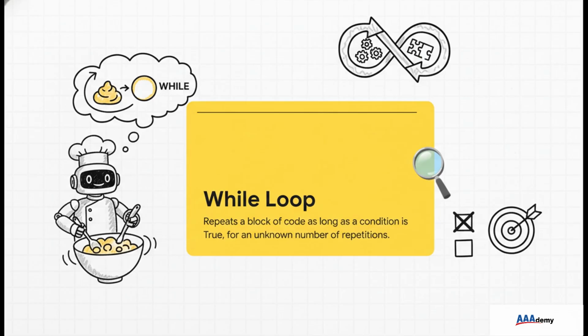This is for those times when we don't know exactly how many repetitions we'll need. So instead of a checklist, we give our robot a goal. We tell it, keep doing this action while this condition is still true. Think about it like, keep stirring this mixture while it's still lumpy. The robot just keeps on stirring until that goal is met.